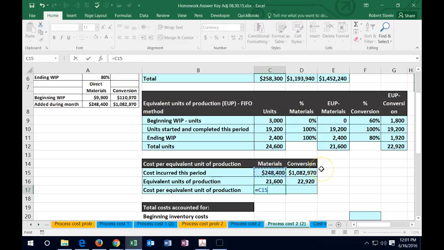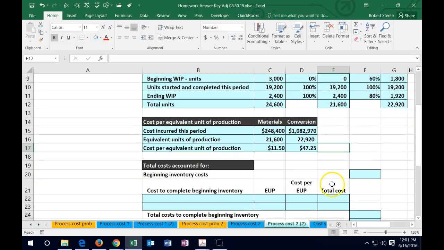That's going to be the 248.4 divided by the 21,600 gives us 11.50. If I go to the Home tab, Numbers, and add decimals, not that many decimals, we get to 11.50. Let's do the same thing here. We're going to take the 1,082,970 divided by the 22,920, and once again go to the Home tab, Numbers, add decimals, and we get the 47.25. Those are rounded numbers, so obviously we could be different by pennies. You could have some rounding differences.